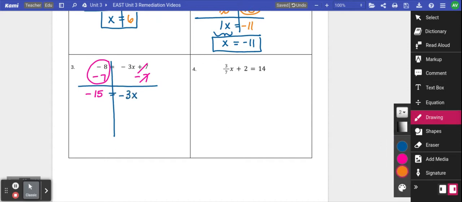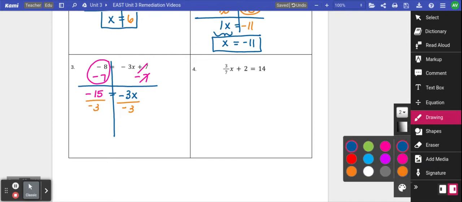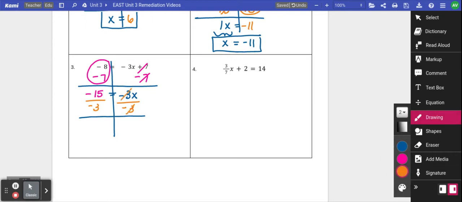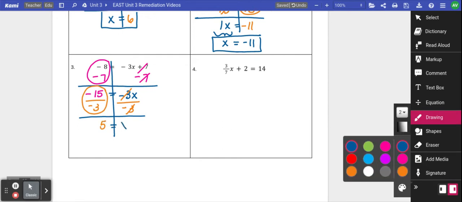Next, I need to get rid of that negative 3. Now, negative 3x means negative 3 times x, and the opposite of times is divide. So I'm going to divide by negative 3 on both sides of this equation. Now, that means the negative 3's cancel, and negative 15 divided by negative 3 makes 5. I'm going to then have as my answer 5 is equal to x.